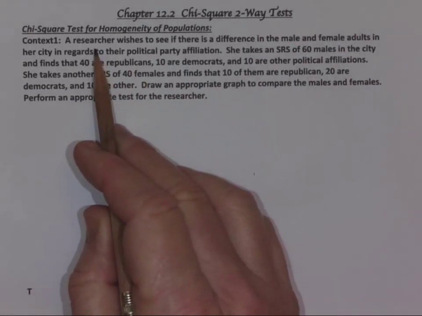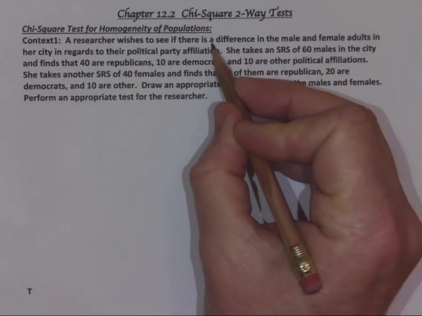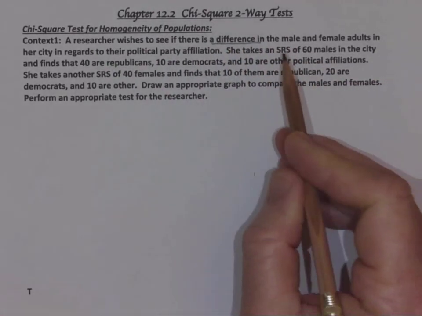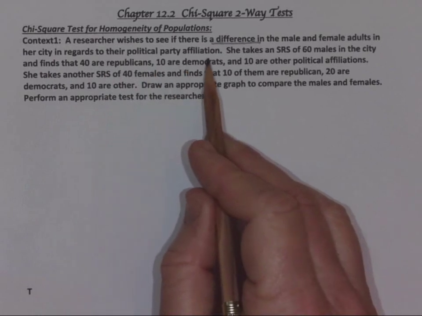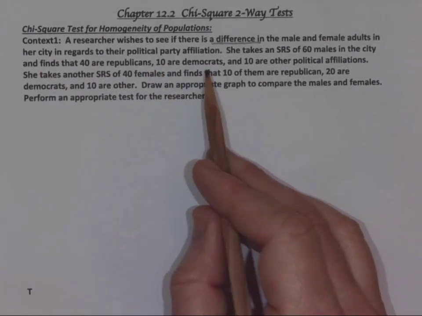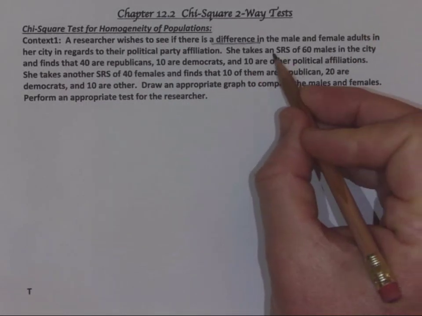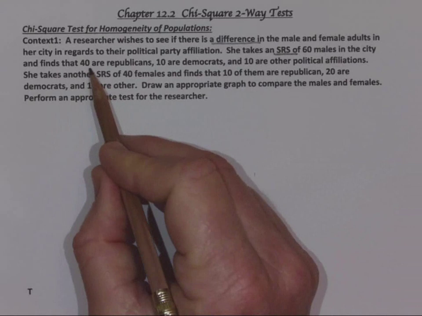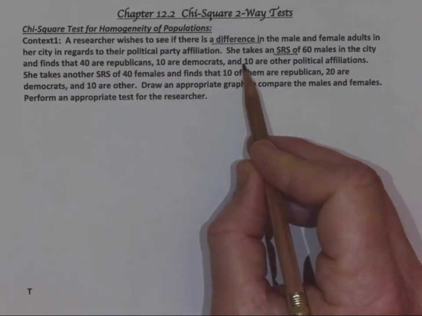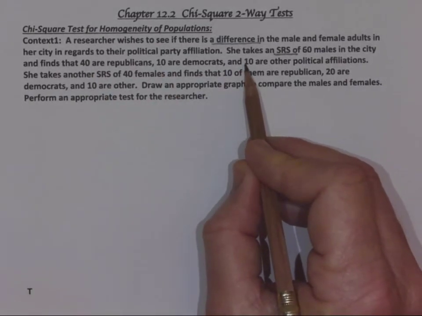It says, a researcher wishes to see if there is a difference. That's one of our key words. Is there a difference in the male and female adults in her city in regards to their political party affiliation? Okay, and so that's certainly categorical. She takes an SRS, certainly circle that, that's a big deal, of 60 males in the city and finds that 40 are Republican, 10 are Democrat, and 10 are other political affiliations.